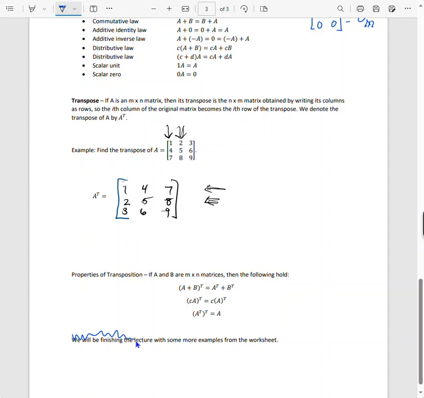We will not be finishing the lecture with some more examples from the worksheet. That's a lie I tell myself, when in reality, I'm probably tired of lecturing by this point.